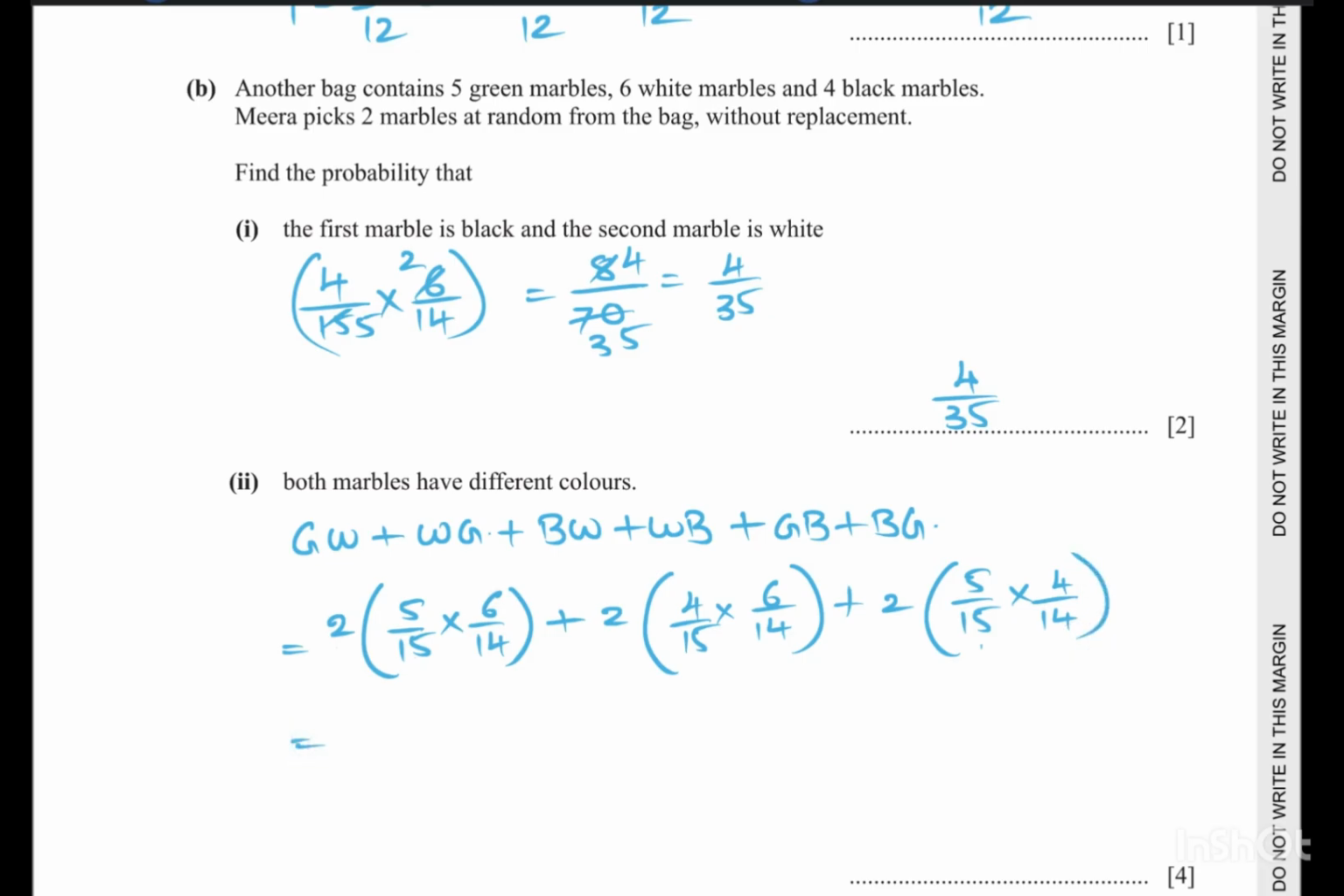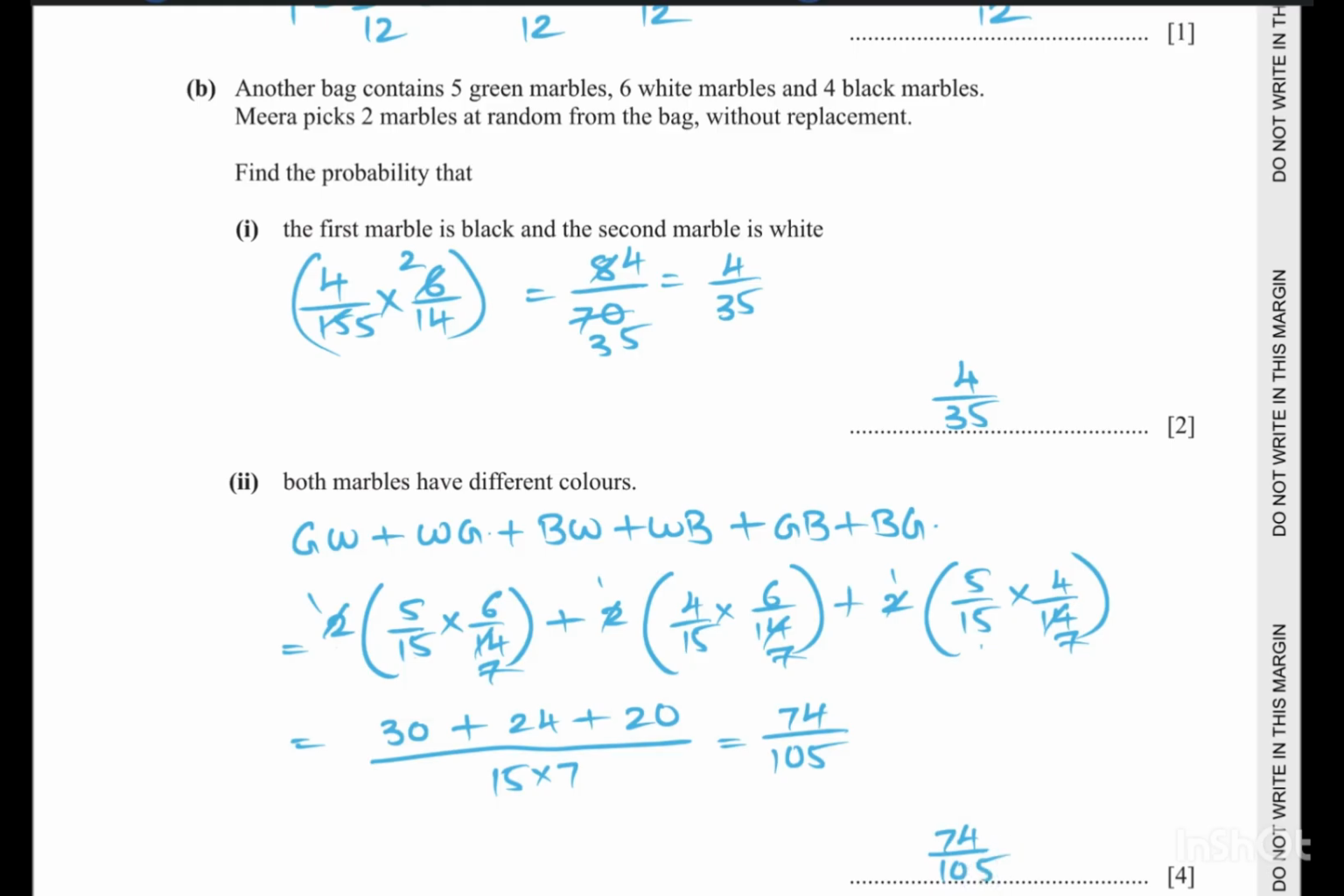Now simplify this. 2 times 1, 2 times 7. Everywhere it gets cancelled by 7. Then 5 times 6 is 30, plus 4 times 6 is 24, plus 5 times 4 is 20. All the denominators are the same, so we can put it together. Now 30 plus 24 is 54 plus 20 is 74, and 15 into 7 is 105. We cannot simplify it. So 74 by 105 is the probability.